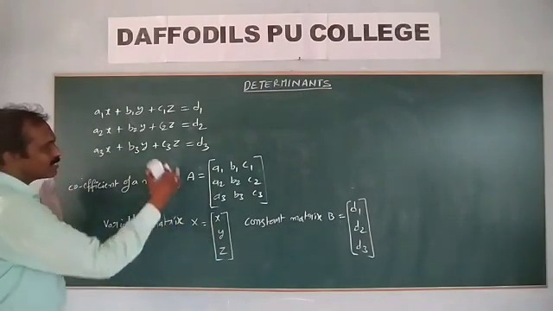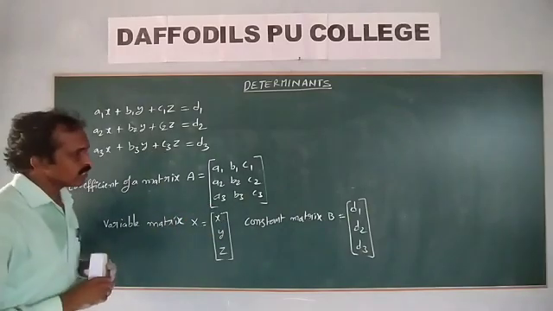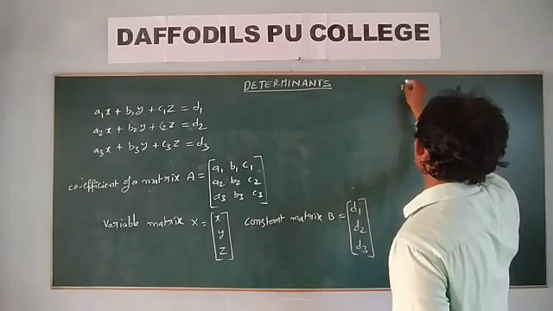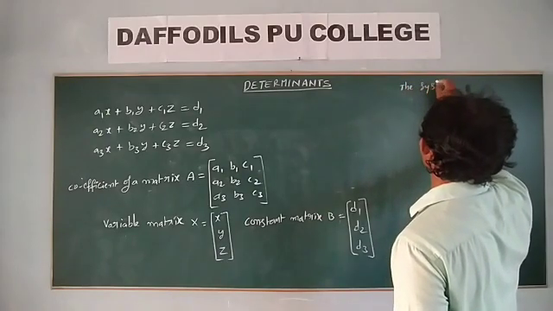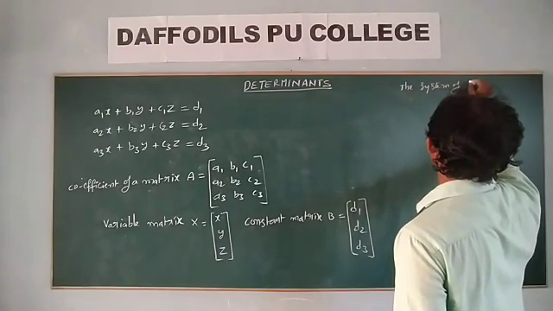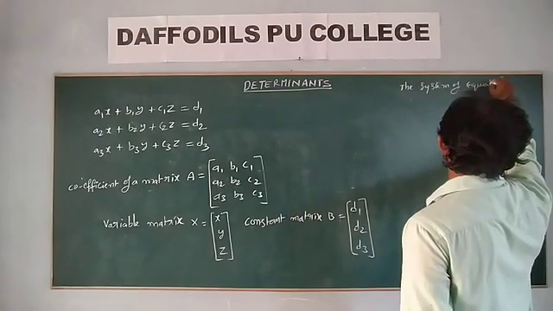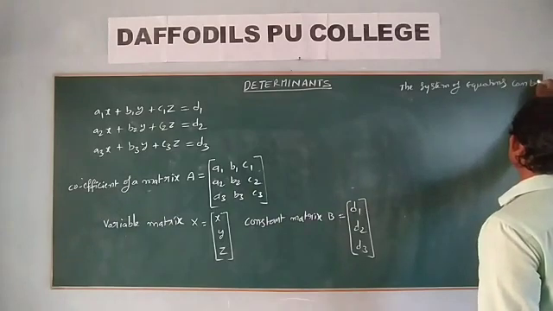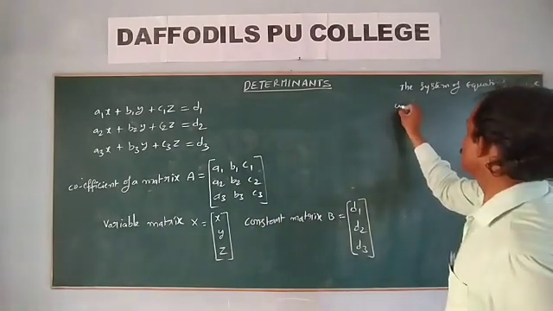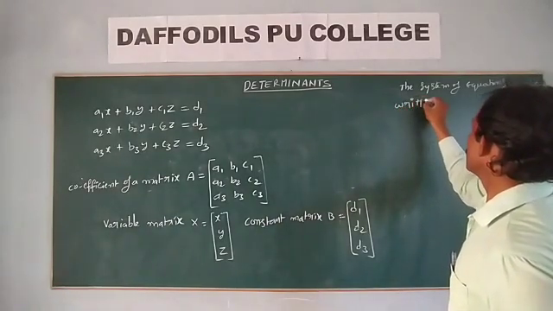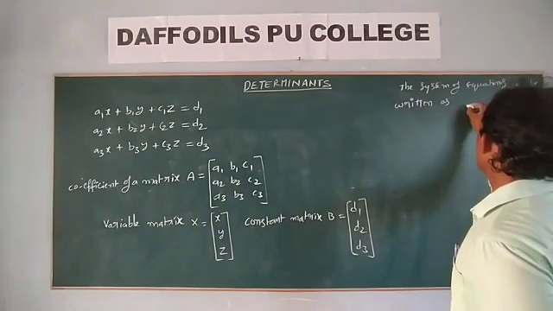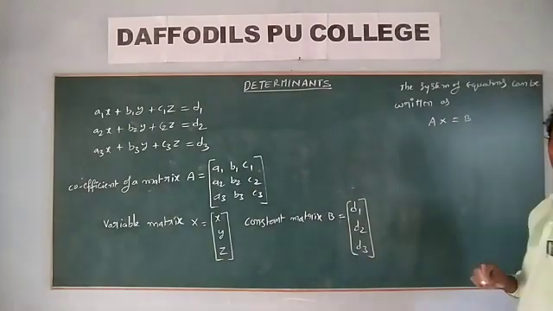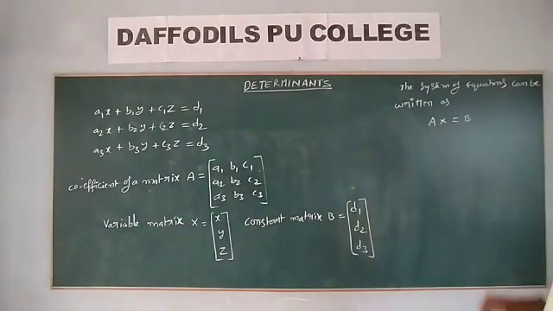First of all, write the given system of equations like this. Next, the system of equations can be written as AX is equal to B.